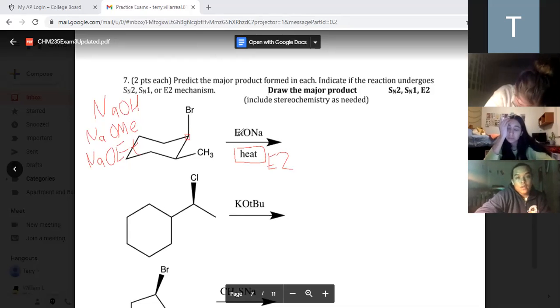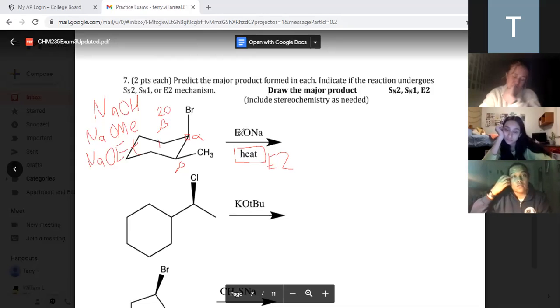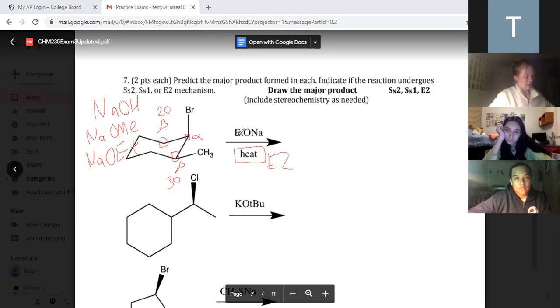So now we have one more thing to worry about. Zaitsev or Hofmann product, because when I see that this is my alpha carbon, I have two betas. This is a beta, this is a beta. This beta here is a secondary, and this beta here is a tertiary. So will this be the Zaitsev product or the Hofmann product? And why? Well, you don't know. I'm going to say Hofmann. Wouldn't you have both, but one's major and the other one is minor? Oh, I see. It's asking for the major product.